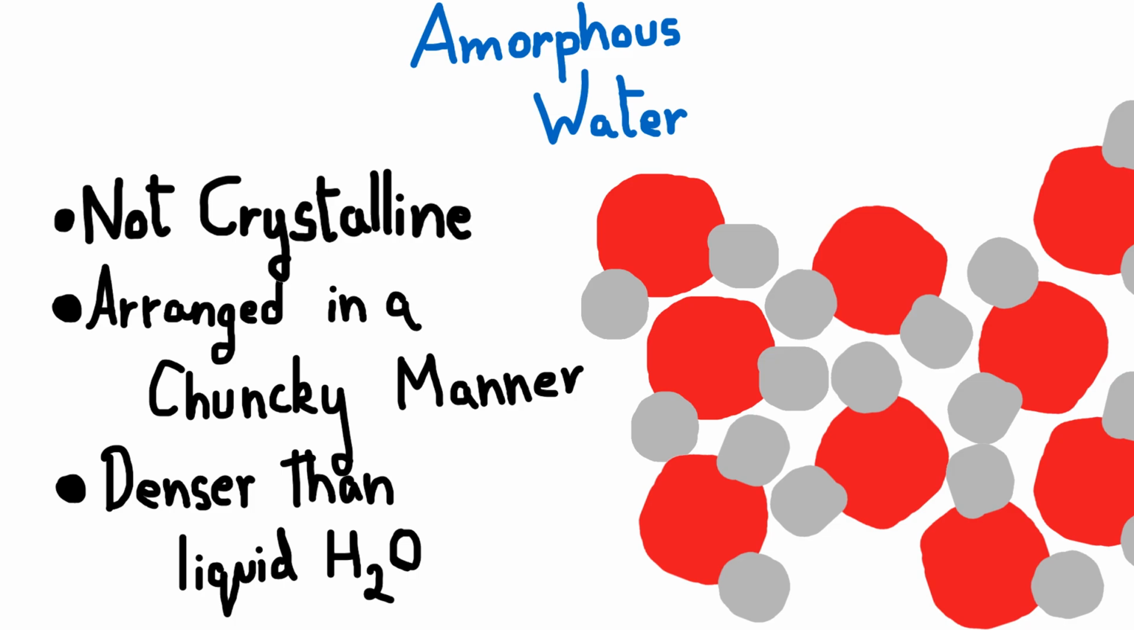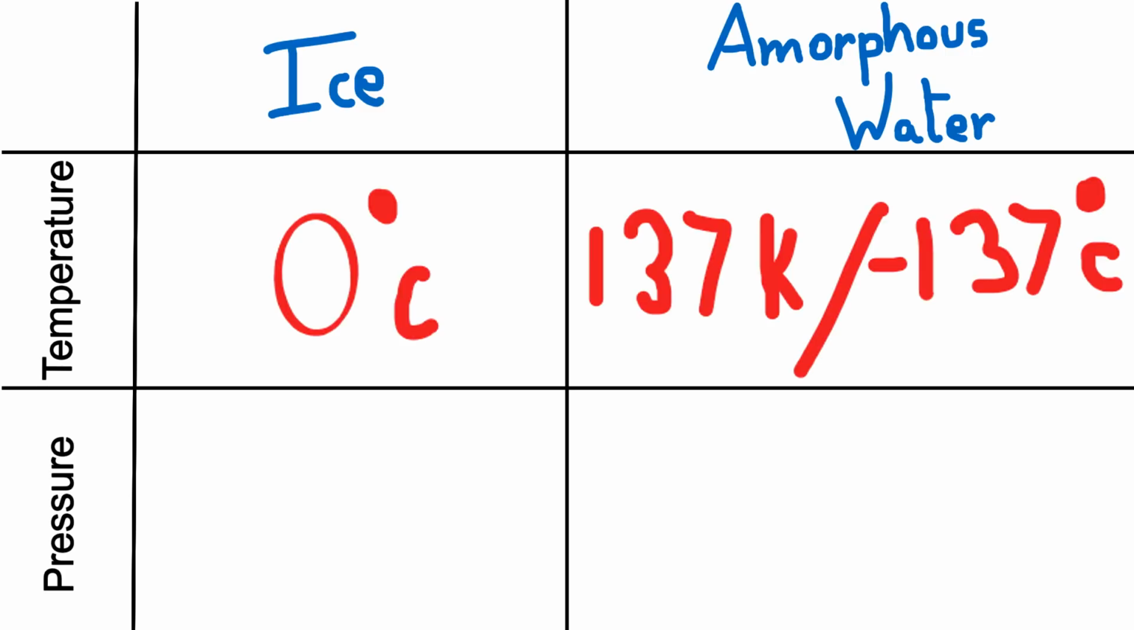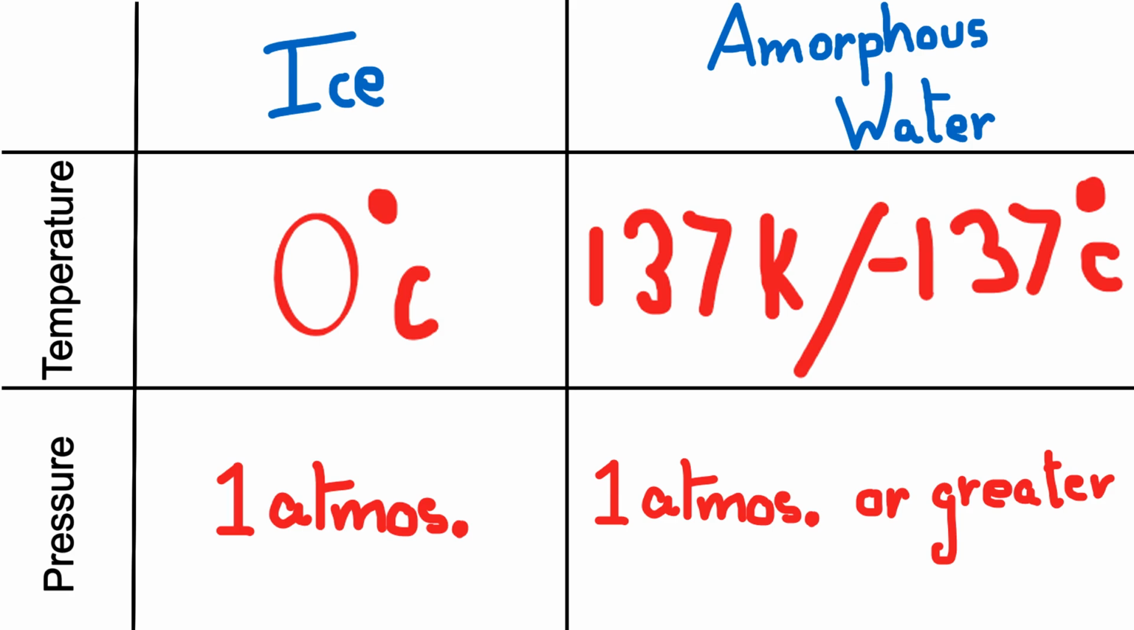But if ice and amorphous water are both solid forms of water, why don't we find amorphous water in our refrigerators or in the polar ice caps? That is because these two forms of water form at different temperature or under different pressure ranges. It is this temperature-pressure relation that defines which solid state water will form.